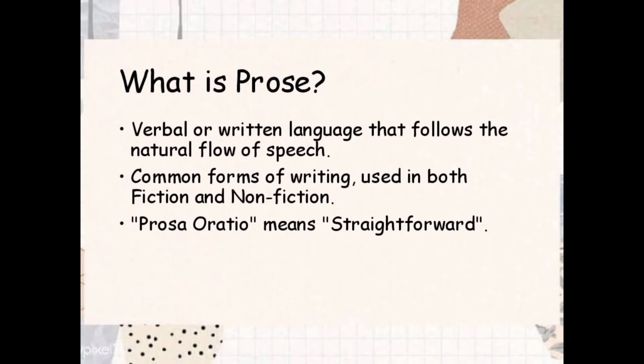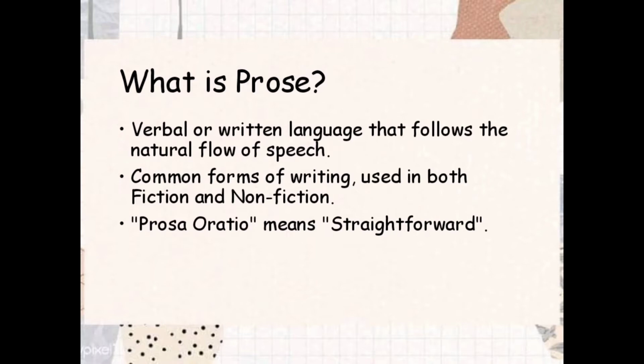So prose is a verbal or written language that follows the natural flow of speech. It is the most common form of writing used in both fiction and non-fiction. So prose comes from the Latin word prosa oratio, which means straightforward. So like for example, the conversation. So that is one of the examples of prose.